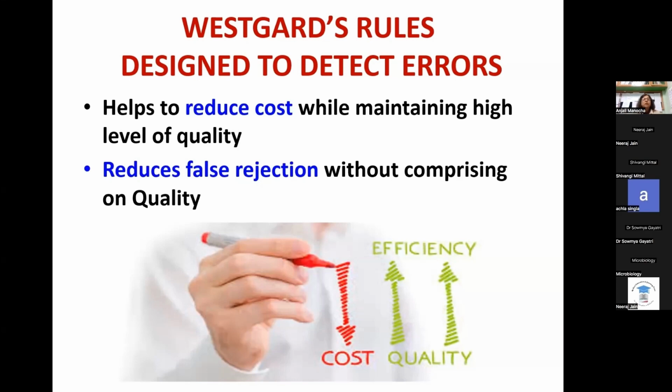For that, Mr. Westgard came to our help, came to our rescue, and he designed certain rules, which are called the Westgard rules. And these Westgard rules help us to detect errors. And by detecting errors, it also helps to reduce cost while maintaining quality and helps to reduce false rejection without compromising on quality.